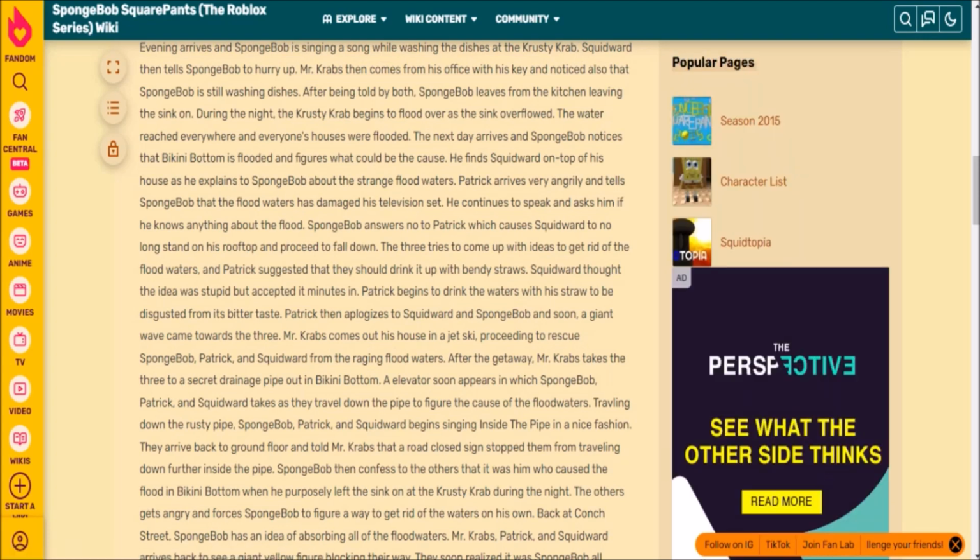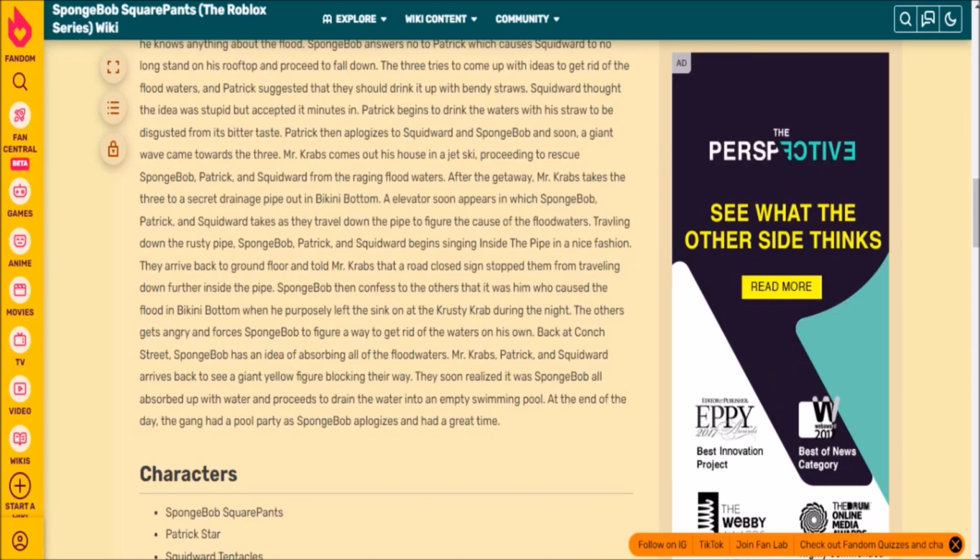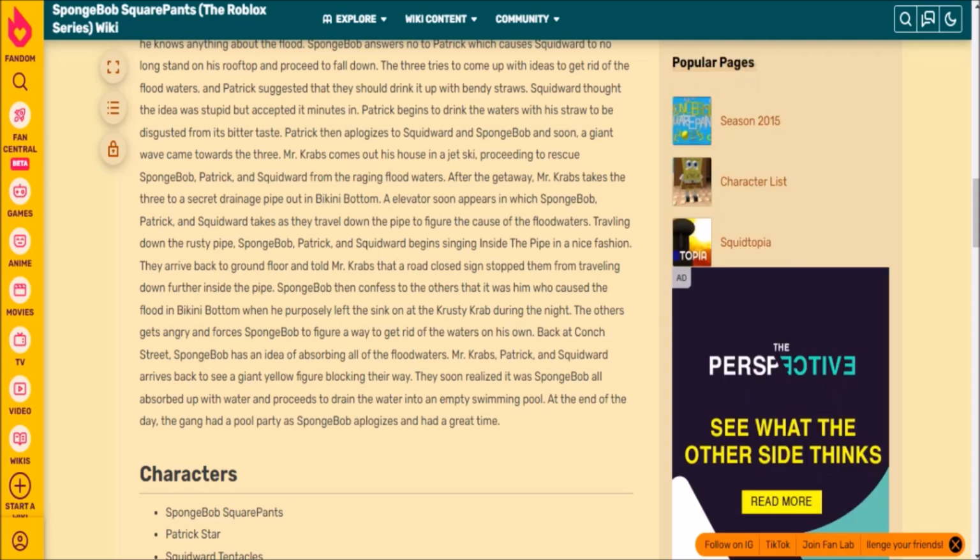Again, the grammar is very off. Mr. Krabs comes out of his house in a jet ski, proceeding to rescue SpongeBob, Patrick, and Squidward from the raging flood waters. After the getaway, Mr. Krabs takes the three to a secret drainage pipe out in Bikini Bottom. An elevator soon appears, which SpongeBob, Patrick, and Squidward take as they travel down the pipe to figure out the cause of the flood waters.